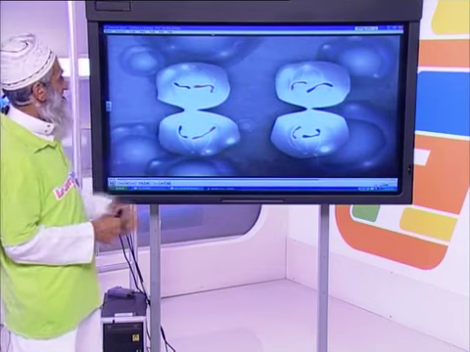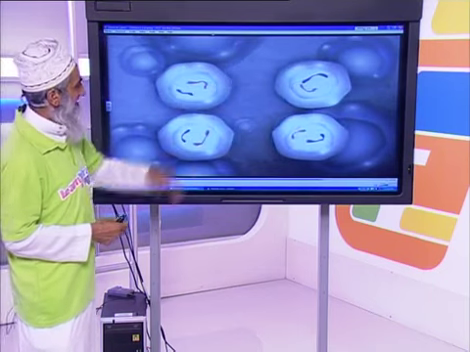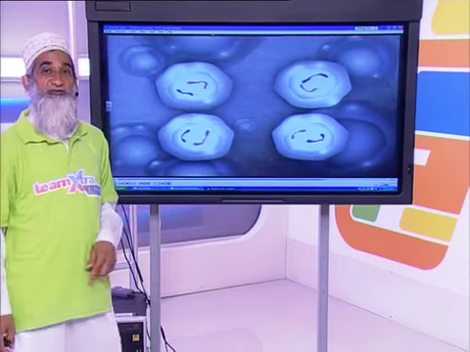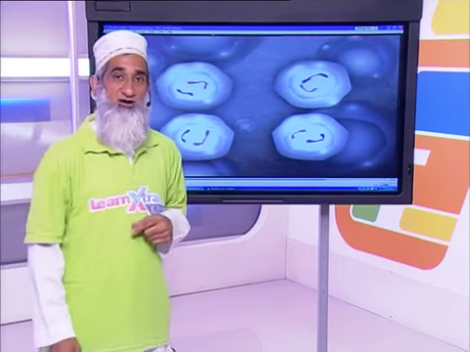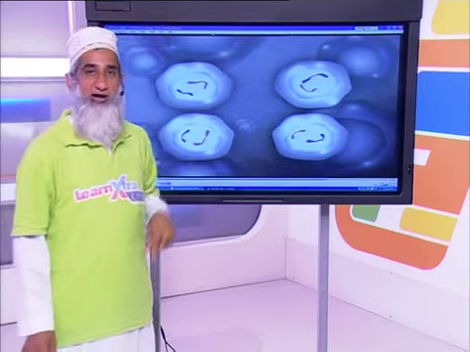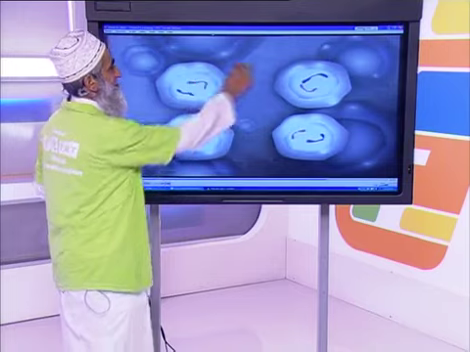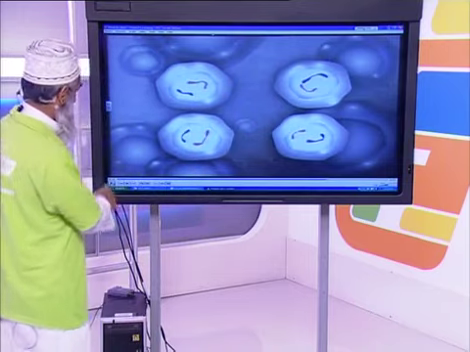And moving towards telophase, the chromatids are arranged at the equator and at the poles, and as you can see, we have now 4 cells with half the chromosome number as the original cell. Original cell had 4 chromosomes. Each of these cells have 2 chromosomes. We can see that clearly in this diagram.